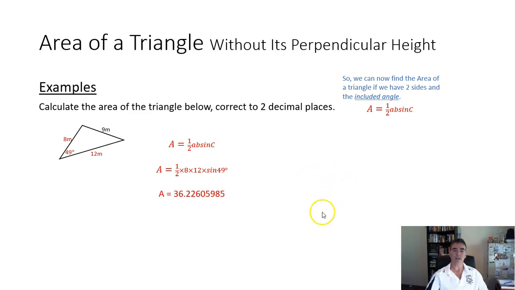Do that on our calculator, and again we want to round that off correct to two decimal places. So we get the area is approximately 36.23 square meters. So once we know the rule, substitute in, and then we can get our answer straight away.